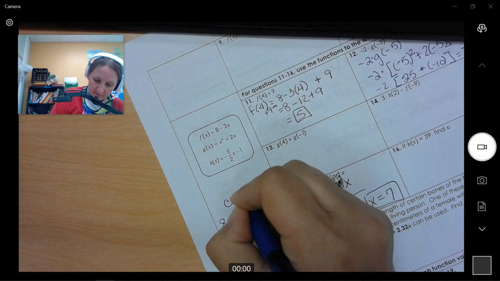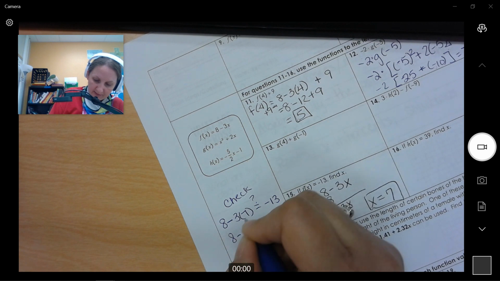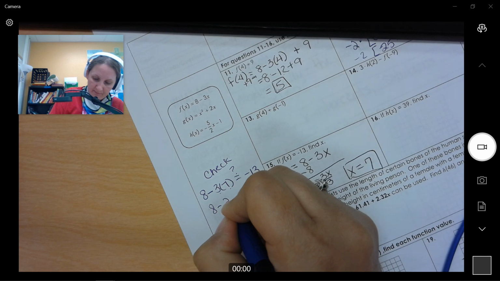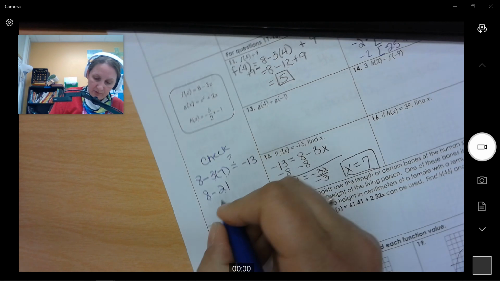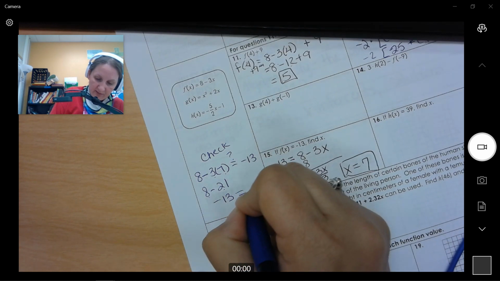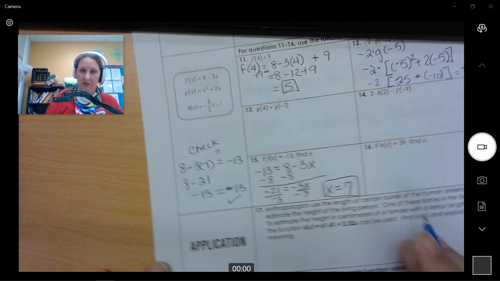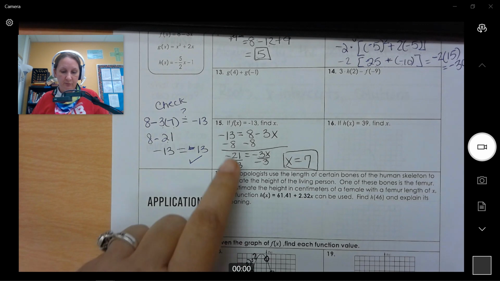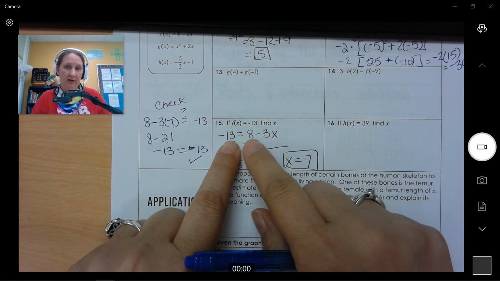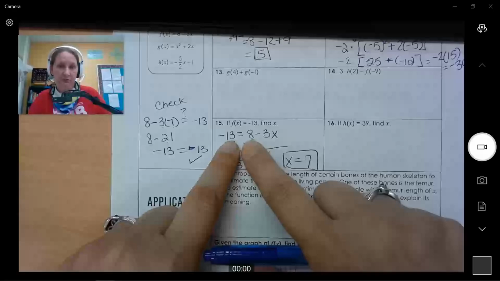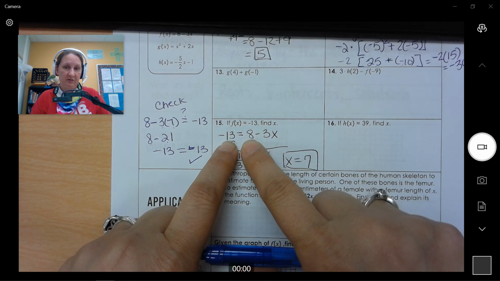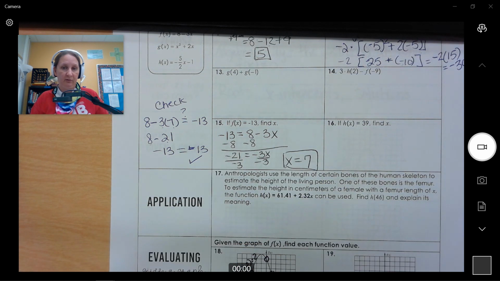So here's our check. We're going to do 8 minus 3 times 7 is 21. 8 minus 21 is negative 13. And that is what we were needing, so that is a check. Okay. You can also put the equation into the calculator like I taught you before. Put the left side in, tab, put the right side in, and then find where they cross.